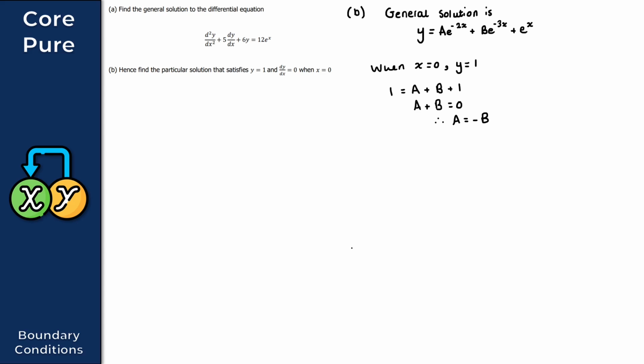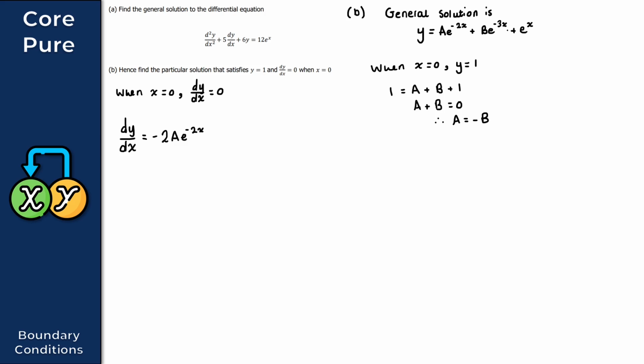Okay. Now let's do the same here then for the second condition. So dy by dx is equal to 0 when x equals 0. So let's just note that here. So when x equals 0, dy by dx is also equal to 0. So what I need to do here then is differentiate my general solution, right? That would give us dy by dx. So in that case then, we obtain dy by dx, which is equal to, so nice and straightforward here, right? We get minus 2a e to the minus 2x.